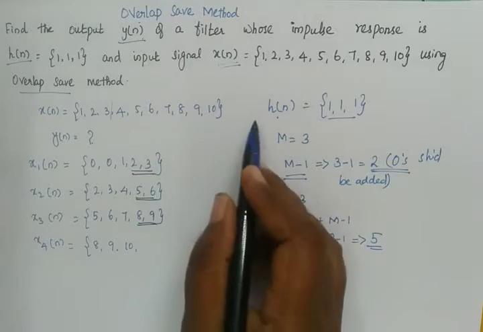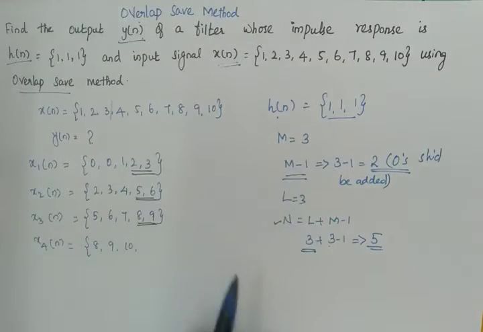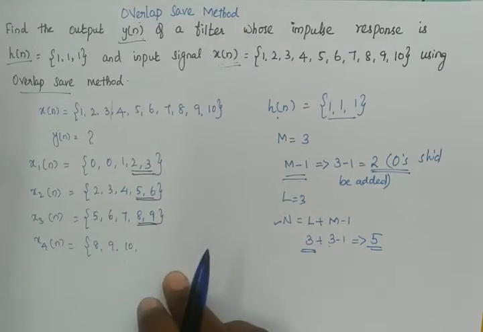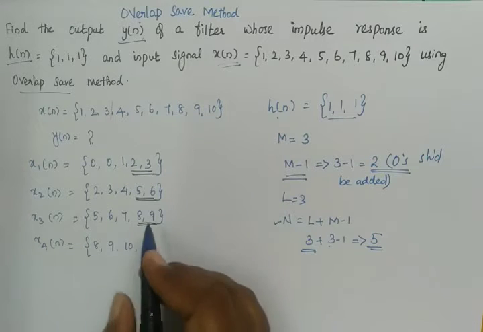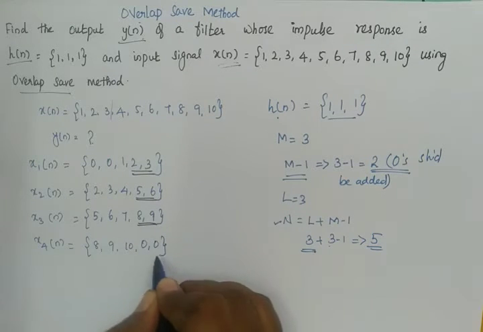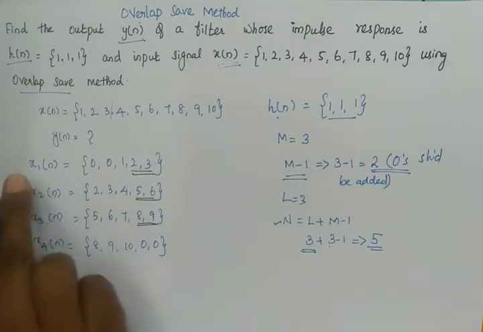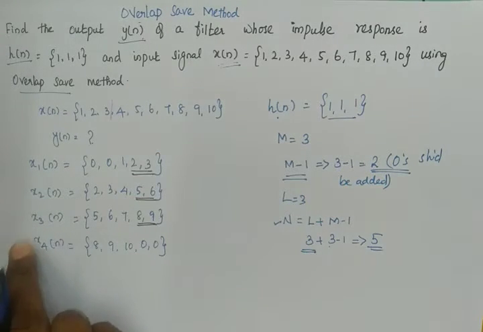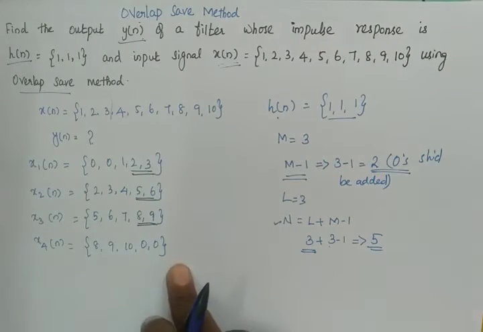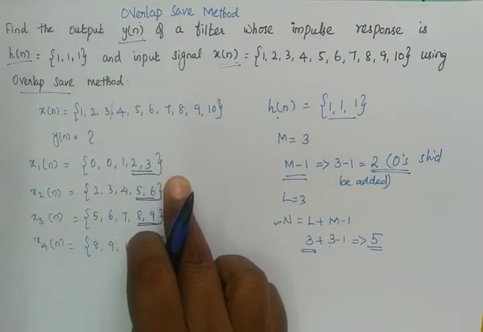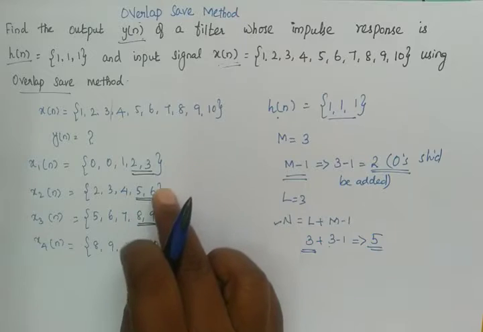So after 10 we don't have any numbers. In order to multiply by using this matrix conversion, every sequence should have the same number of elements. So use 0, 0 here in the last, so that we have 5 elements in every sequence, that is x1 of n, x2 of n, x3 of n, x4 of n. So every term will contain the same number of elements here. So we have found this x1, x2, x3, x4.